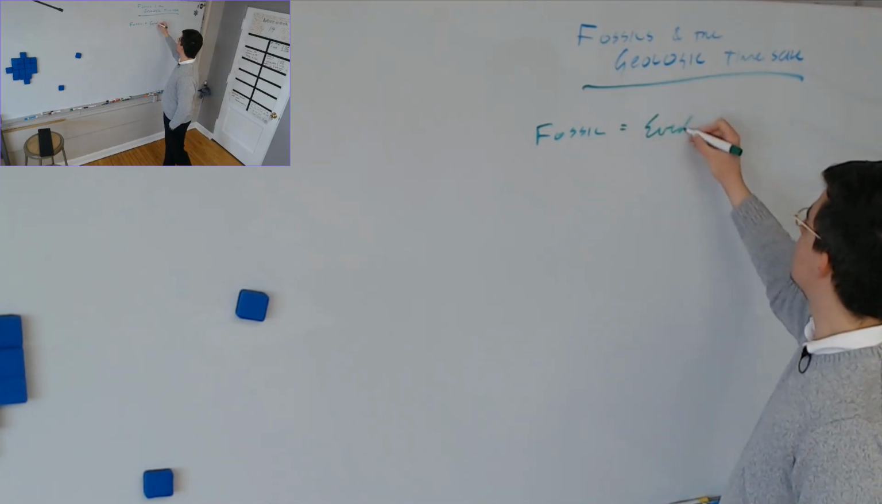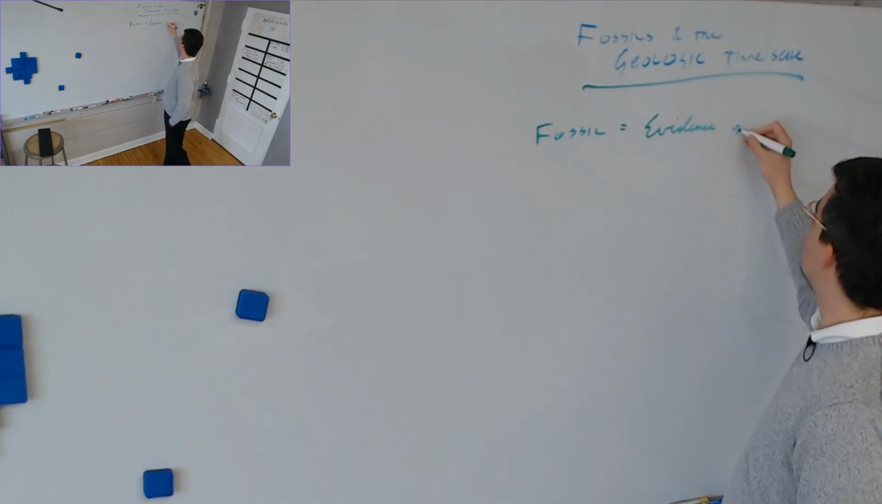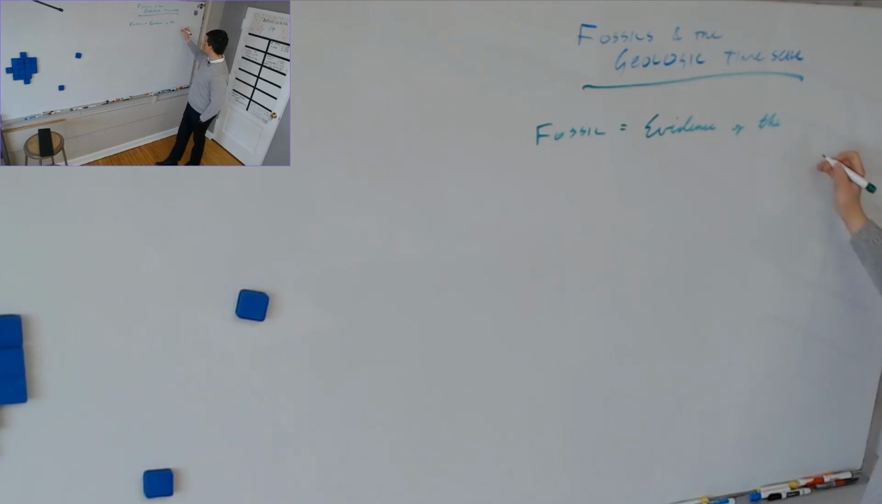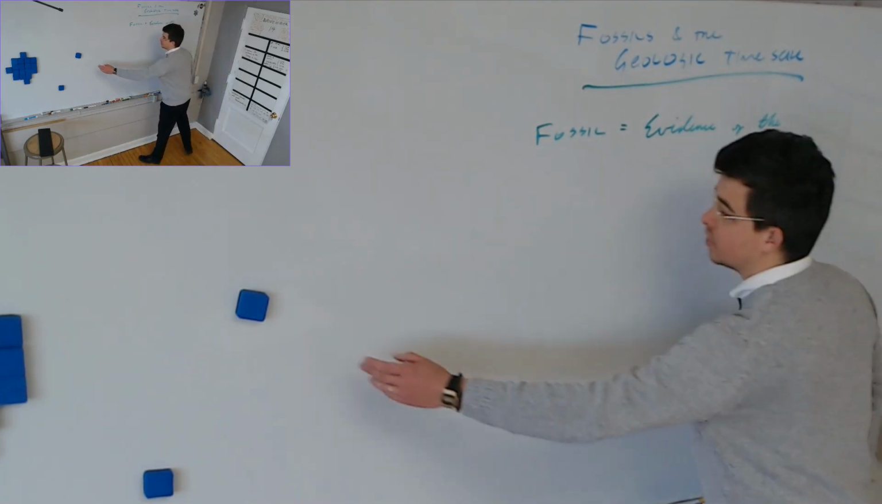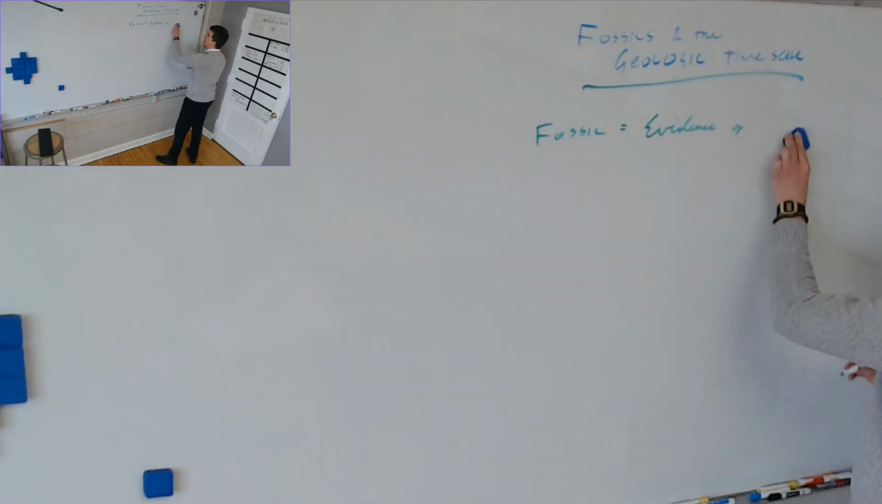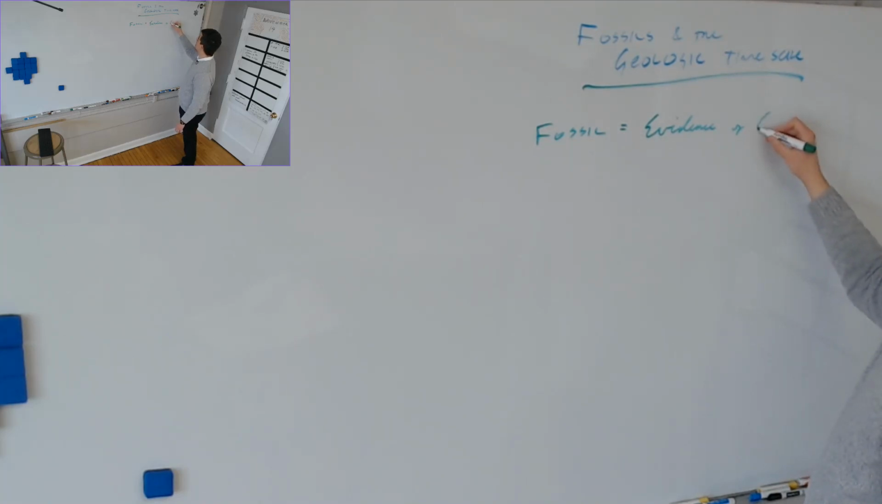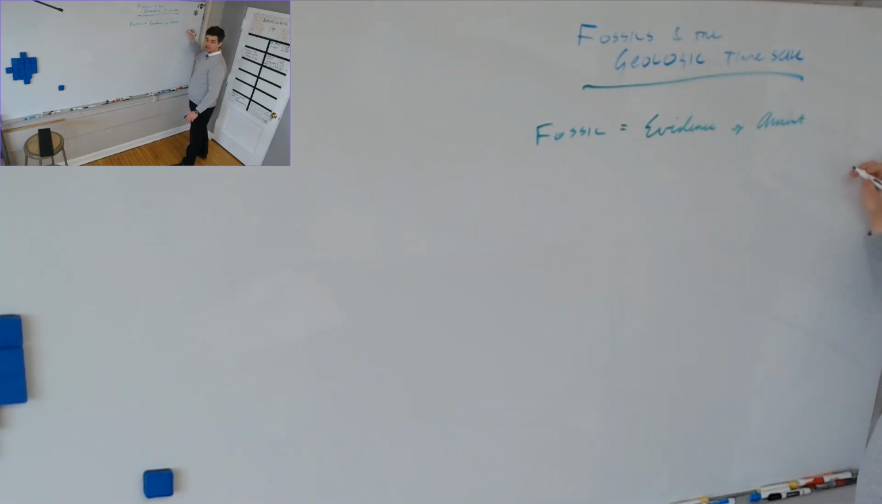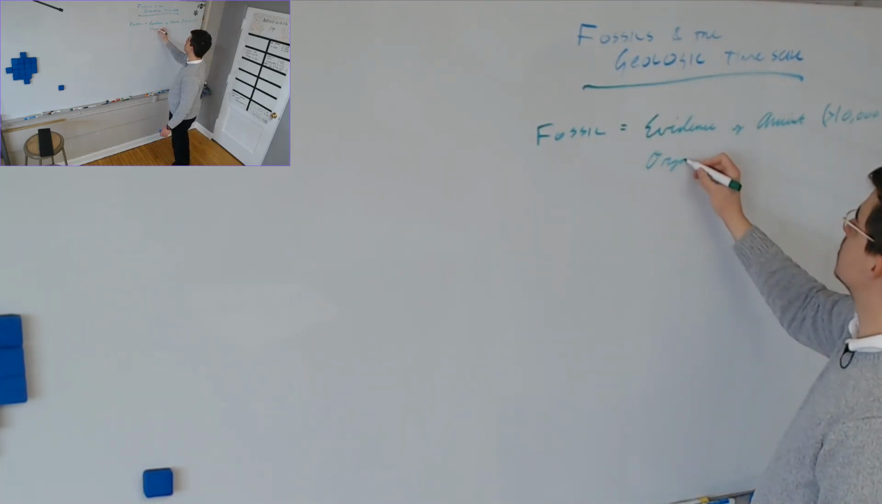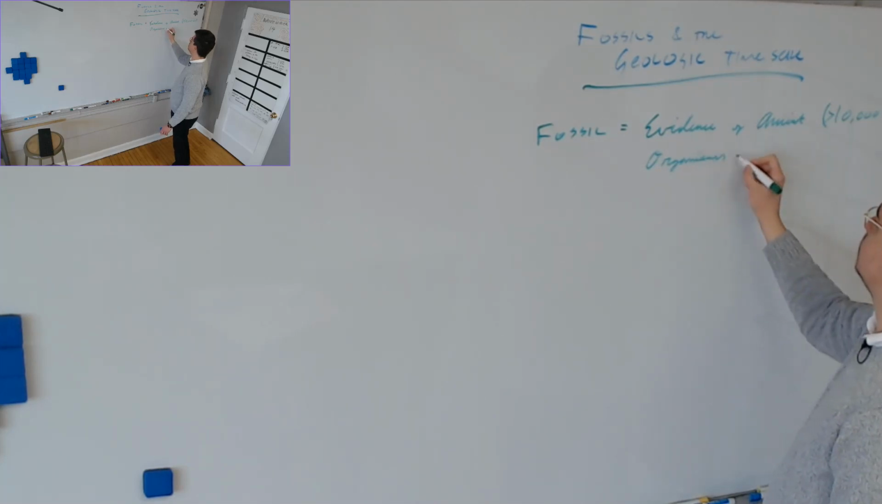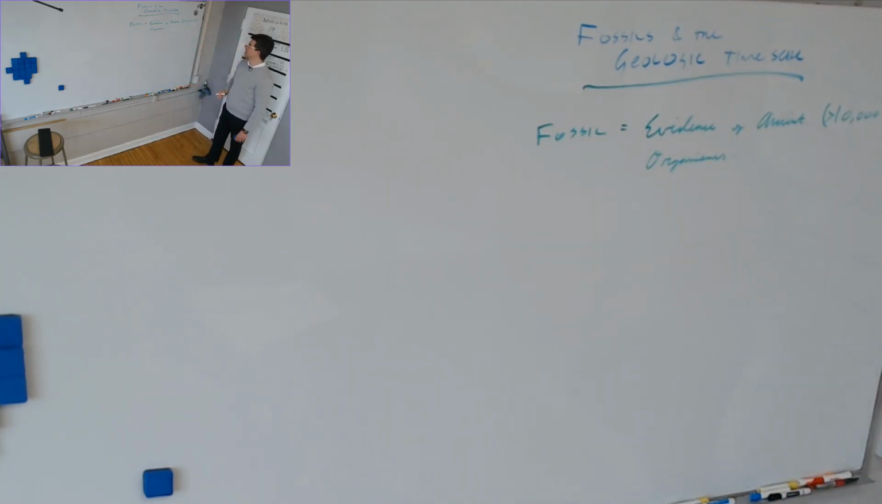Evidence of the... I'm not even going to put remains because there's another... Remember we talked about trace fossils, which would be evidence of behavior. Evidence of ancient... I'm going to give you the definition of ancient that's used by paleontologists. Fossils we usually say must be at least 10,000 years. So we're going to say greater than 10,000 years. Evidence of ancient organisms.